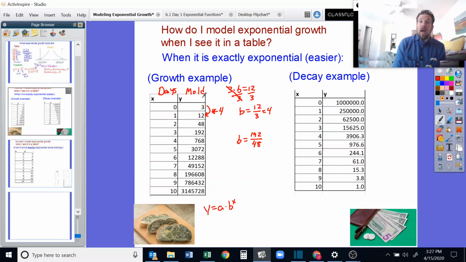And now we've already talked about the fact that this beginning point, this starting point, that y-intercept where x equals 0, is going to be our starting point, our A. And so if we put all that information together, the equation that models the growth of this mold on this bread is that starting value 3 times that scale factor 4 to the x.